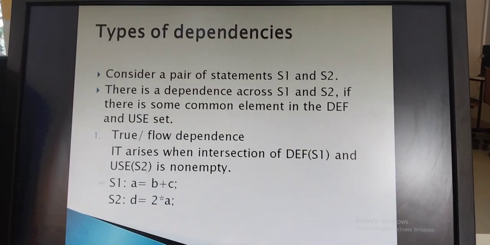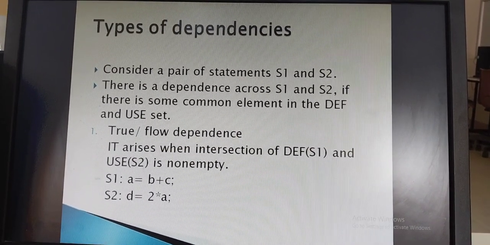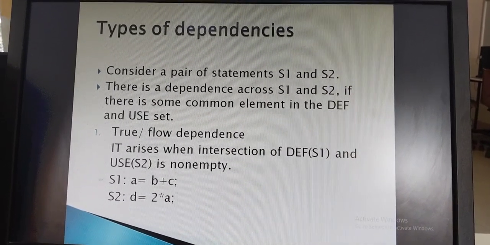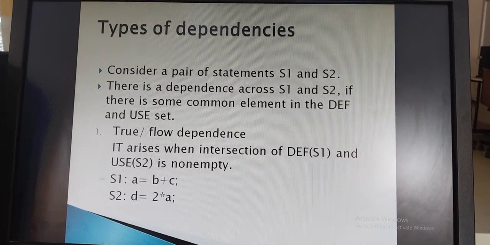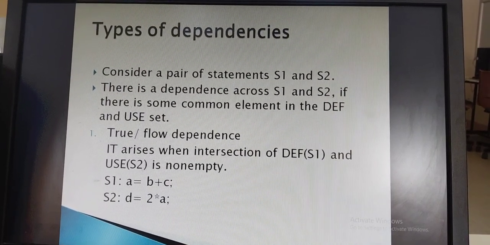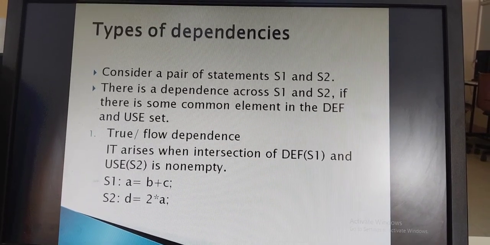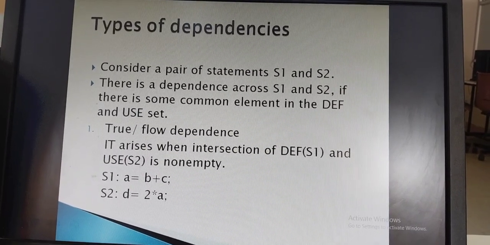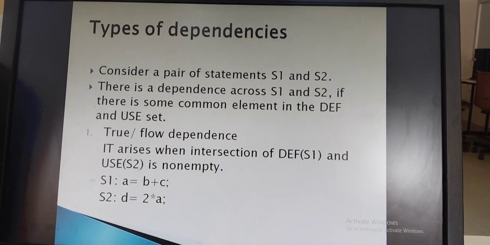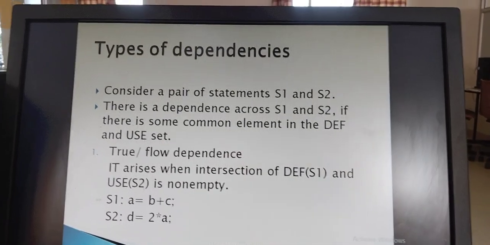Now, the first type of dependency is true or flow dependence. It arises when the intersection of the define set of S1 and the use set of S2 is non-empty. So, for example, S1 is A equals B plus C, and S2 is D equals 2 into A. So here the intersection of S1 and S2 is non-empty. That is the flow dependence.